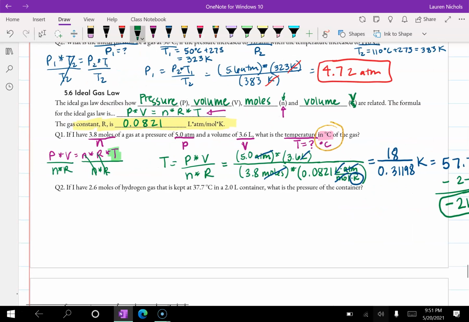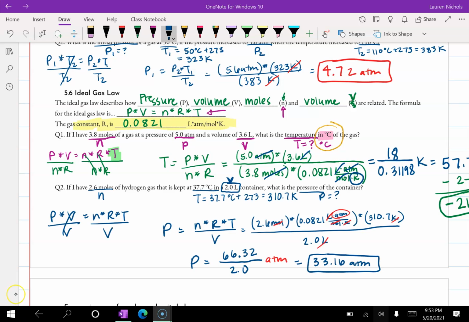So what I want you to do is practice question number 2. Pause your video and then work out this problem on your own. Then press play and check your answers once it appears on your screen. All right, so you should have gotten 33.16 atmospheres as your answer. Go ahead and check your work. Make sure you plugged everything in correctly, and that you used your calculator correctly, that you multiplied the 3 numbers at the top and then divided by 2.0.